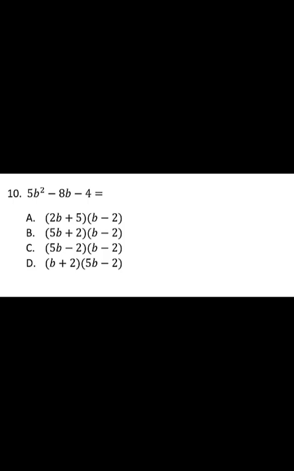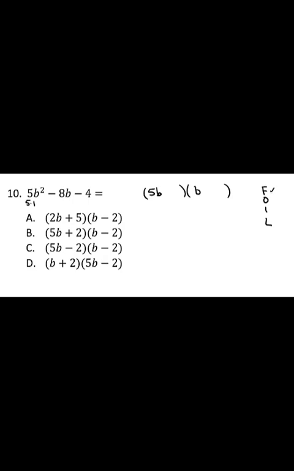Factoring 5b squared minus 8b minus 4 is going to require using the guess and check method. It is a trinomial, and a trinomial is going to factor out into two binomials. When you multiply the first and the first, you're supposed to get 5b squared. So the factors of 5 are 5 times 1. So we can use a 5b times a 1b, or simply a b, so that when you multiply the first and the first, it does give you the 5b squared.